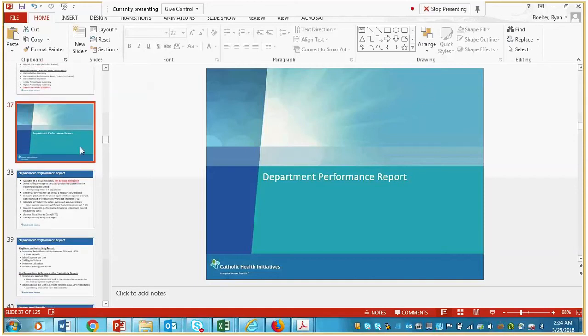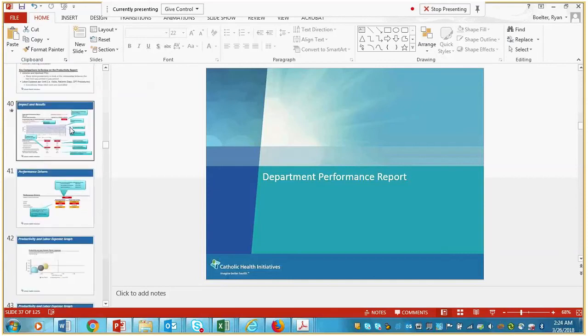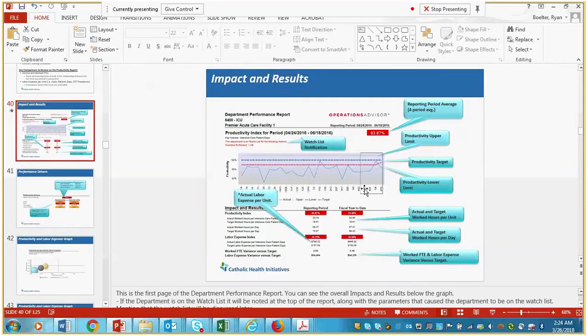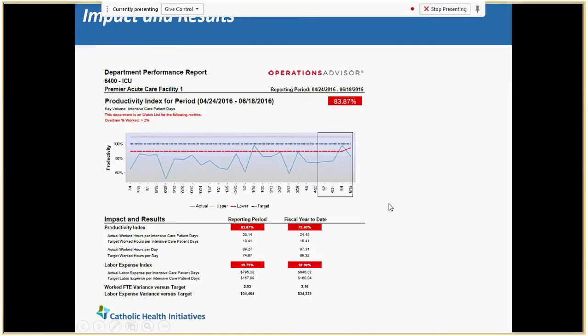So I'm going to talk about the department performance report. This is the one that's emailed to you if you are the owner or you're just set up for auto distribution. So I'm going to go in slideshow mode here because there are some call-outs that will pop up through the animation. And we'll move through this one.